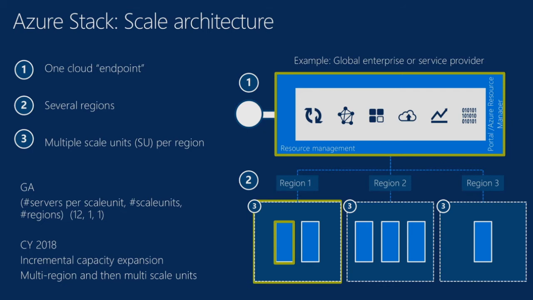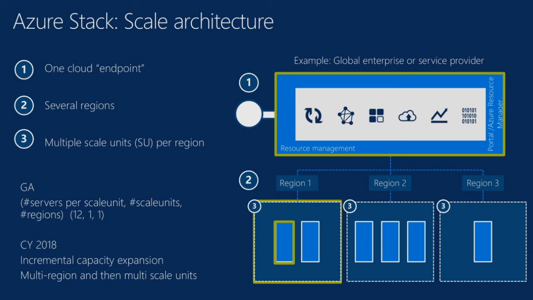The other important thing to recognize is that each of these scale units has homogeneous hardware. This hardware cannot be heterogeneous. You can't mix a Broadwell system with a Purley system, for example. Or even more importantly, you can't mix one server that has 512 gigs of memory with another that has 256 gigs of memory. That is not allowed in Azure Stack.